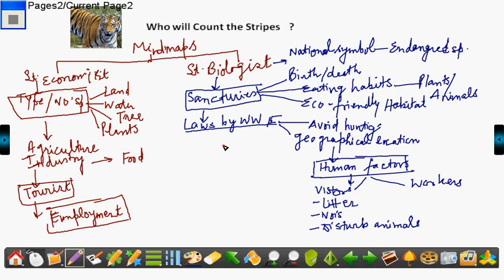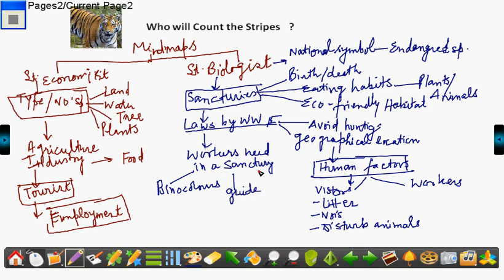And similarly the laws also take care of what the workers need in a sanctuary. The workers need in a sanctuary is a pair of binoculars. You must have heard of Salim Ali when you did it in the earlier class. The father of birds. You need to have a guide. You need to have a phone. Similarly, you also need to have a radio tracing device.